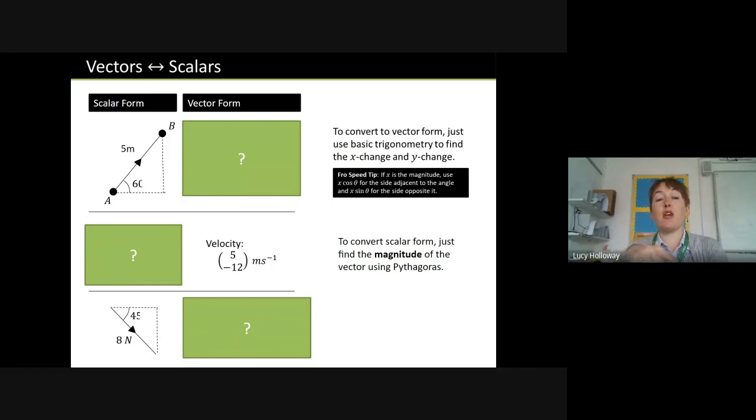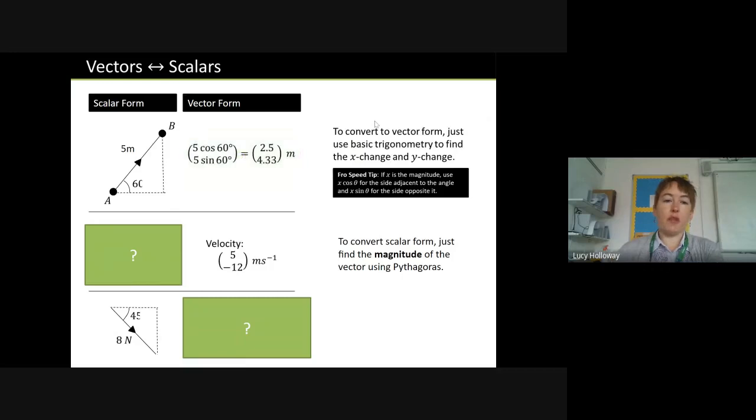But we can also go back the other way, like the middle example. You've got your column vector. So you can imagine there drawing a triangle where you're going along 5 and down 12. Again, you can use Pythagoras this time to work out the diagonal between them. So pause the video, see if you can figure out what's going on underneath the green boxes, and then press play when you're ready for me to move on.